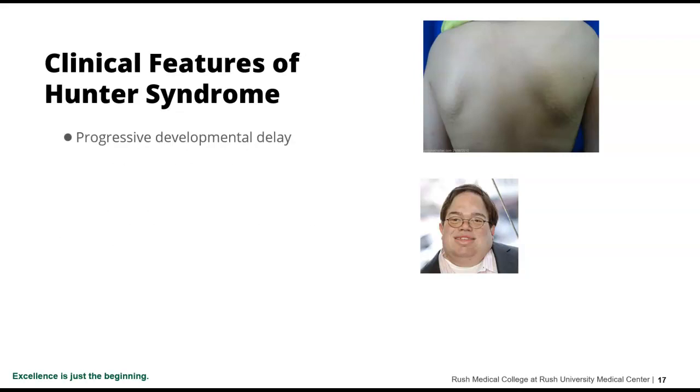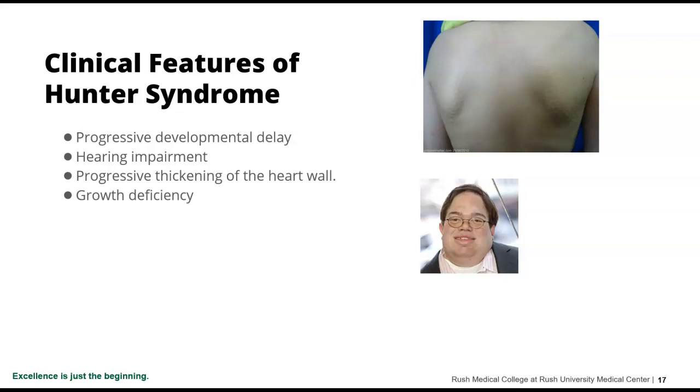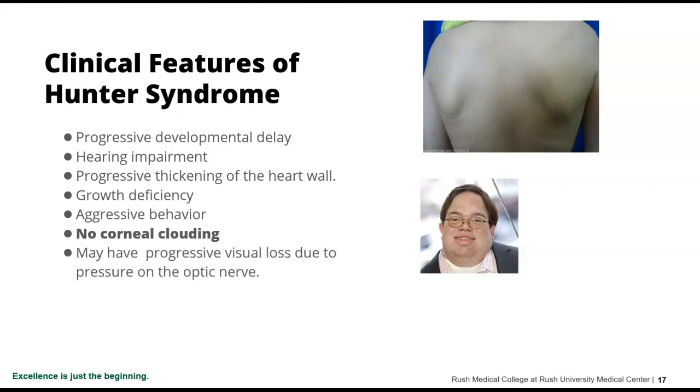So clinical features include progressive developmental delay, hearing impairment, progressive thickening of the heart wall, again, very similar to Hurler's, growth deficiency, but they can have a little bit of aggressive behavior. But unlike Hurler's, and this is a big differentiation on exam questions, is no corneal clouding. They may have progressive visual loss due to pressure on the optic nerve, but they don't have corneal clouding with that ground glass appearance, and they can also have this nodular skin lesion.